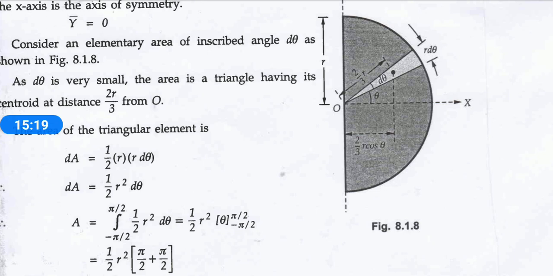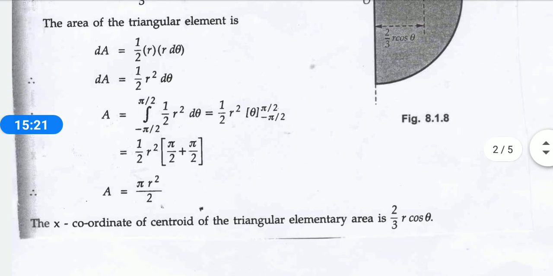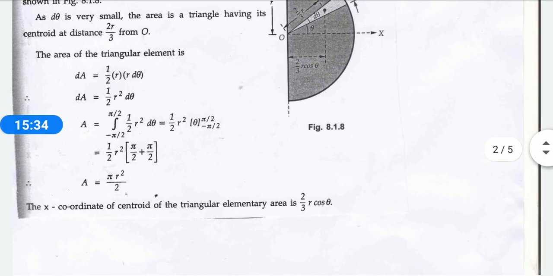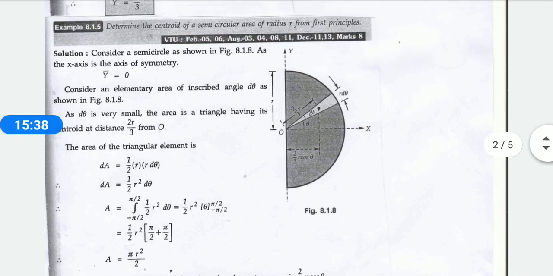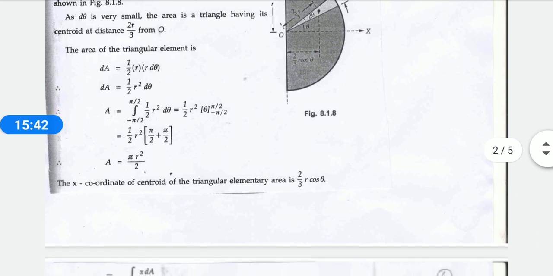and substitute your area in that and find your A value, that will be equal to pi r square divided by 2. We already know that the area of a semicircle will be equal to pi r square divided by 2. Now we are going to consider the x bar and y bar value. X coordinate, we need to find the x distance. Already I had said the x distance is 2 by 3 r into cos theta.